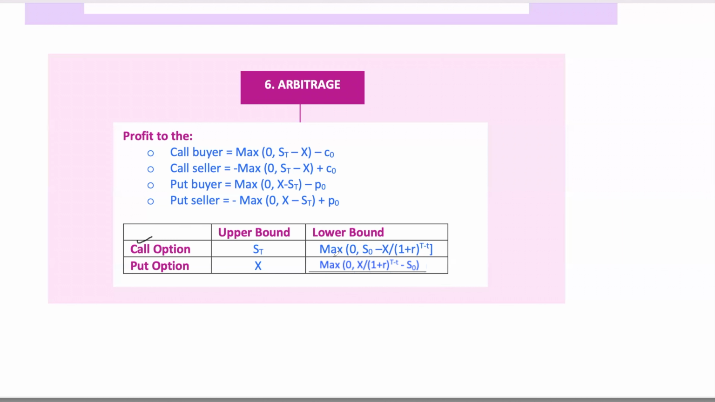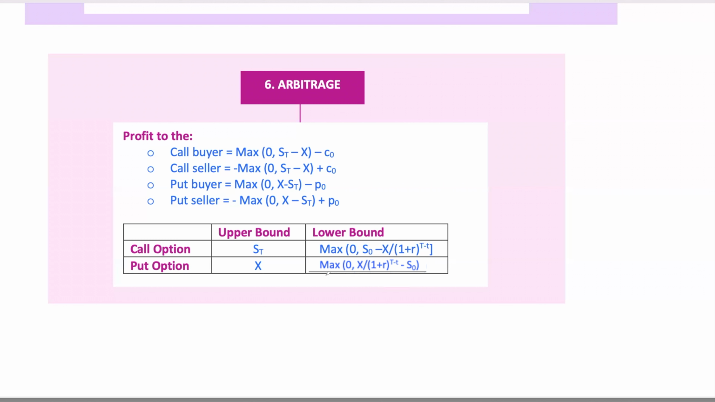For call options, the lower bound is the greater of 0, or the difference between the stock price today and the present value of the exercise price. This means that the lowest a call option can be worth is either nothing at all, or the amount by which the stock price today exceeds the present value of what you'll have to pay to exercise the option in the future.